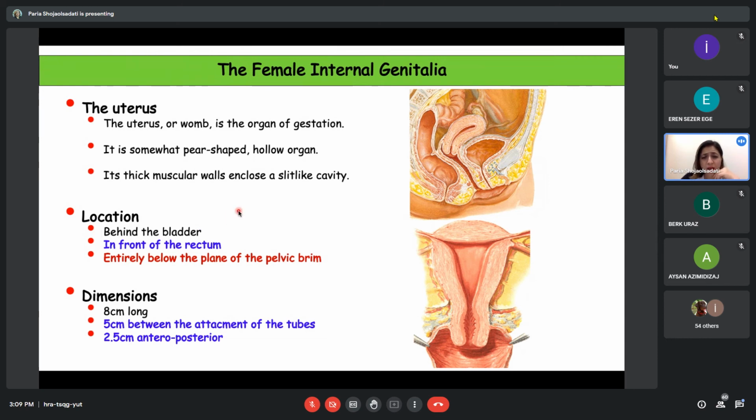It's located inside the true pelvis, behind the bladder and in front of the rectum. You can see it clearly. I explain the same things in the practical videos. You can use it. It is entirely below the plane of the pelvic brim. You know that all of these three organs are located inside the minor pelvis, and for this reason they are located below the pelvic brim in normal condition.